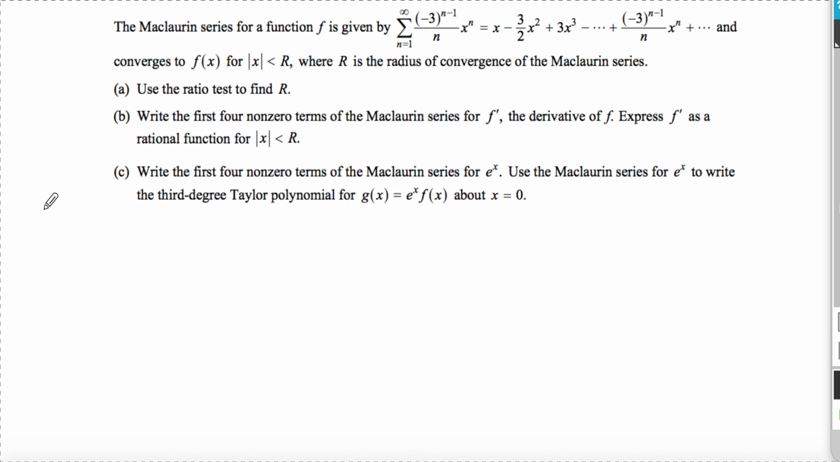Part C says, write the first 4 non-zero terms of the Maclaurin series for e to the x. This is why it's important to memorize those Maclaurin series, as you'll have a quiz on Thursday. All right, what are our first terms for e to the x? e to the x is equal to 1 plus x plus x squared over 2 factorial. It's one of our easier ones to remember, plus x cubed over 3 factorial plus, and so on and so forth, right?